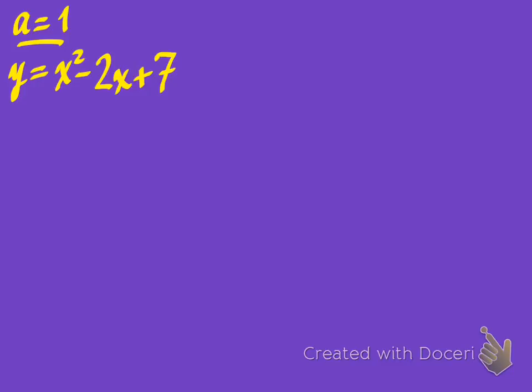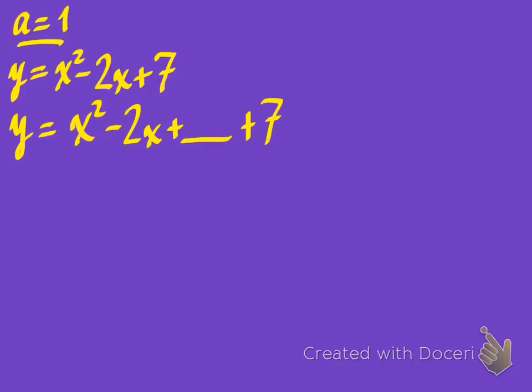And the first thing I'm going to do is basically rewrite the whole thing, but I'm going to insert a little space there after my x term. Okay, so I've got x squared minus 2x plus something plus 7. And that plus something that I'm going to write in there, that's where the completing the square magic number comes in. As you may recall from our discussions in class, that number is found by taking b over 2 and squaring it. So b is negative 2. Negative 2 divided by 2 is negative 1. So if I take negative 1 and square it, I get plus 1.